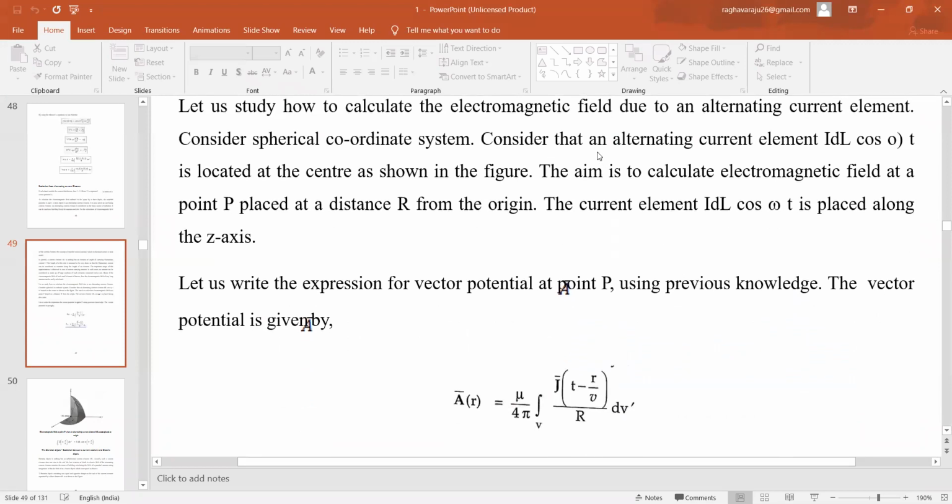So with this idea, let us study how to calculate the electromagnetic fields due to an alternating current element. Already we have some basic knowledge about thin wire, two wire, like a dipole. Now we adopt this retarded potential knowledge on this alternating current element. For that, consider the very popular spherical coordinate system, and consider that the alternating current element, ideal, cos omega t, is located at the center of the sphere.